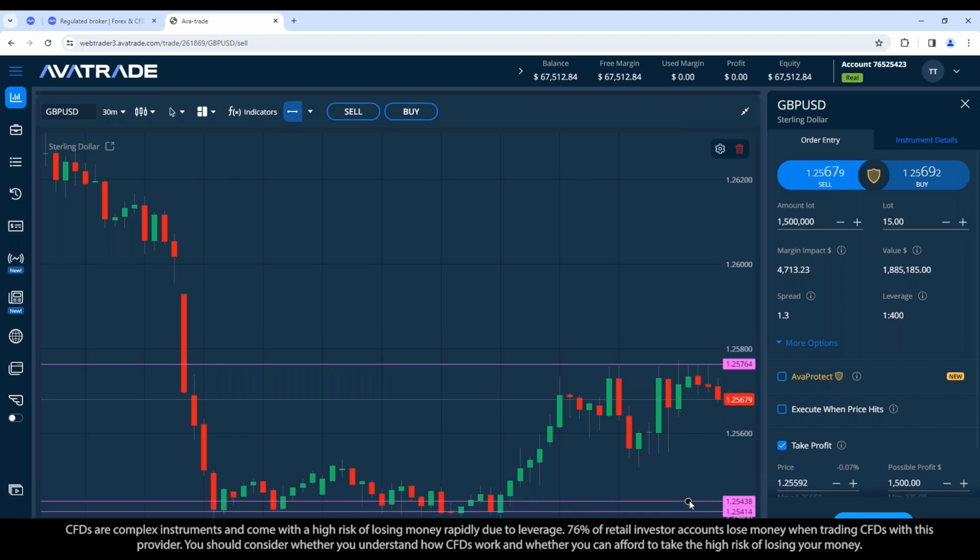Let's draw another line just above the support. Maybe 125.4.3. Okay, just above the support level, I'll do a take profit. So 125.4.3.